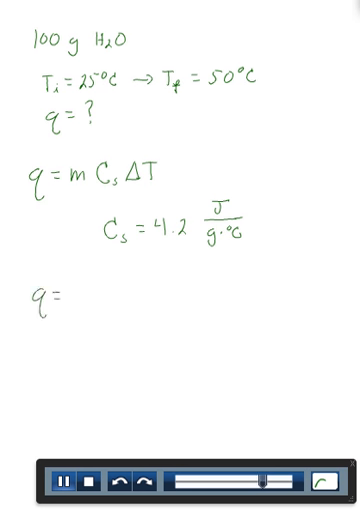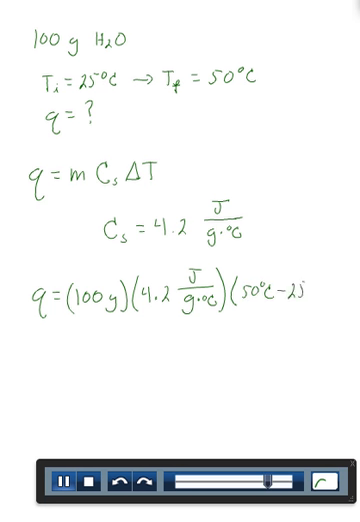So the heat required is equal to 100 grams of water times the specific heat times the temperature change, 50 degrees centigrade minus 25 degrees centigrade, giving a Q of 10,500 joules, or 10.5 kilojoules of heat transferred.